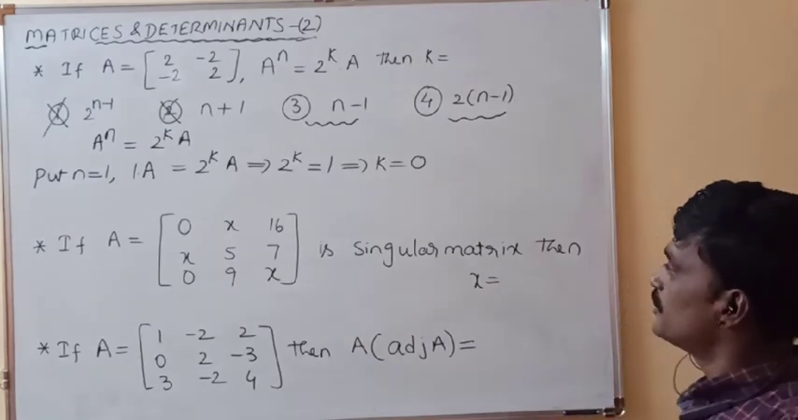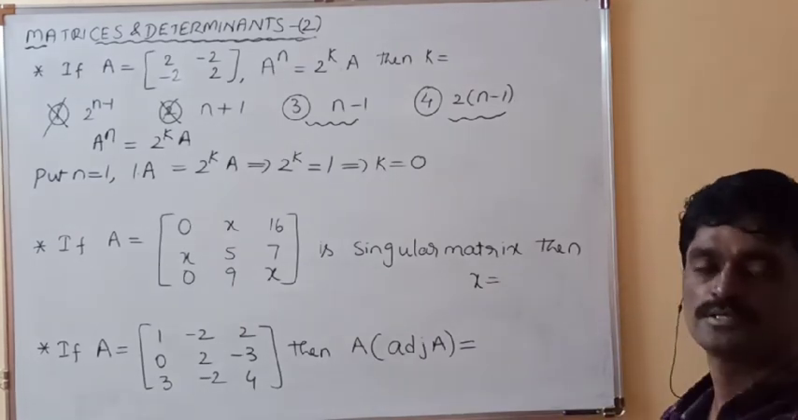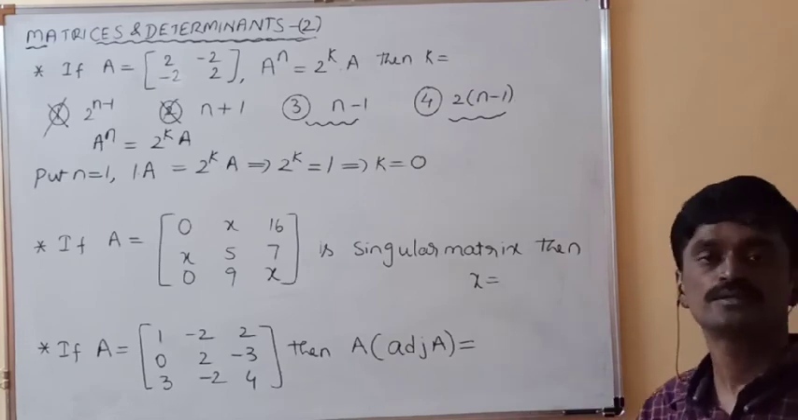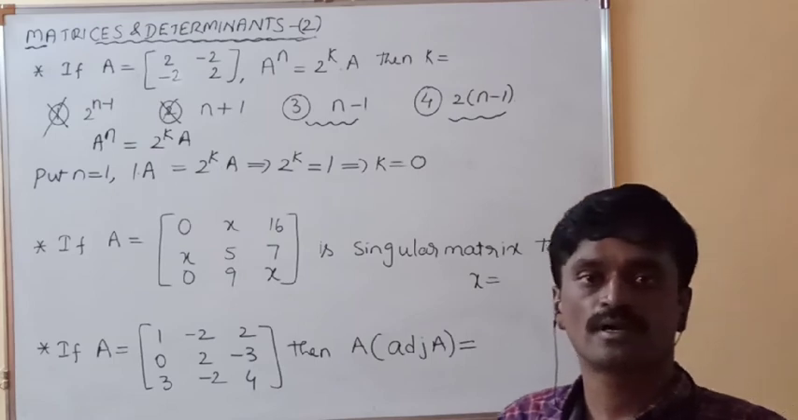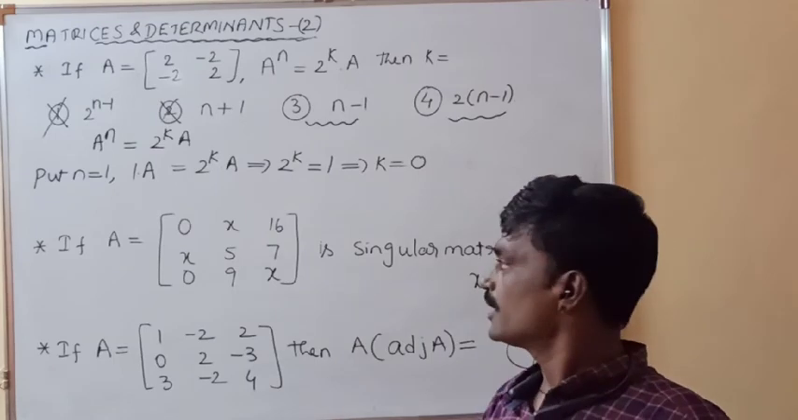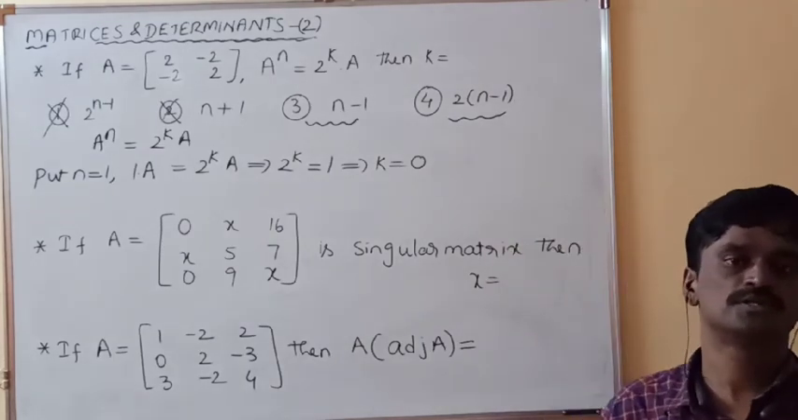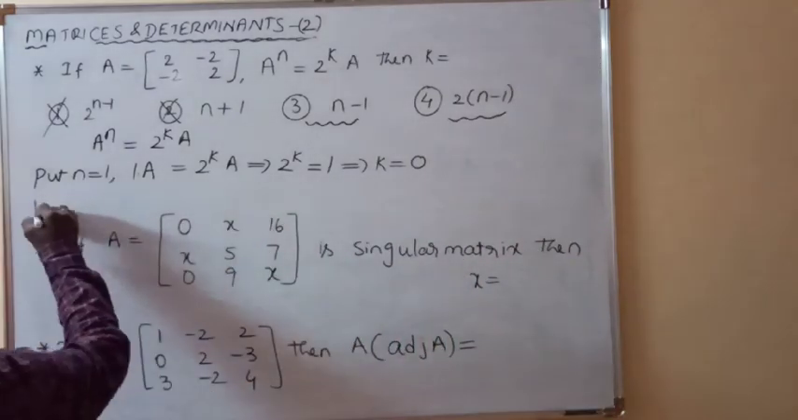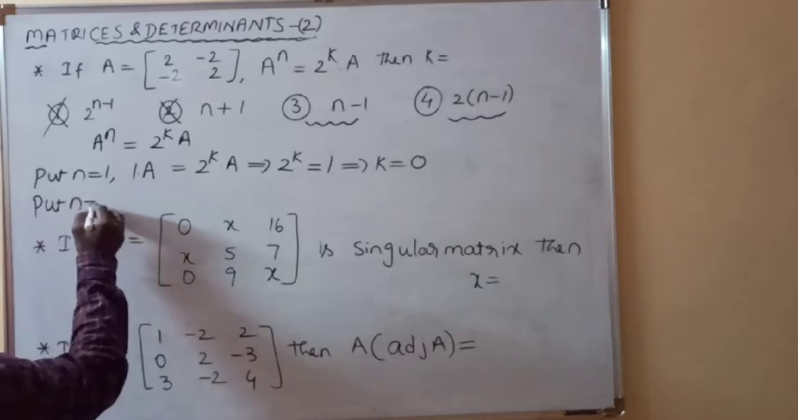So that means by putting n is equal to 1, we have eliminated two options, which are the first and second. Then the option is either 3 or 4. So how will we know which is correct, 3 or 4? By putting n is equal to 1, we are getting more than one option correct. So try the next n value, 2.